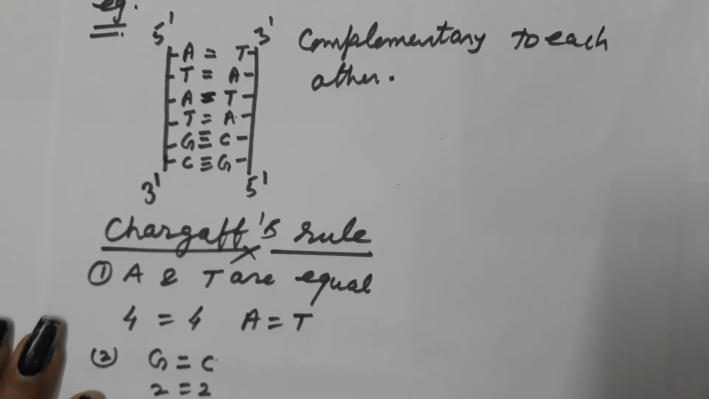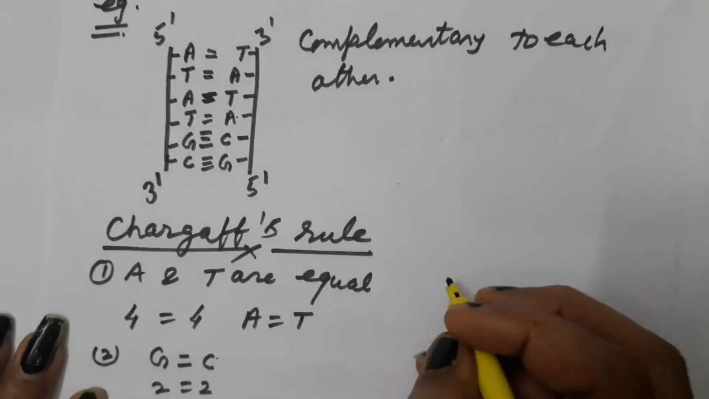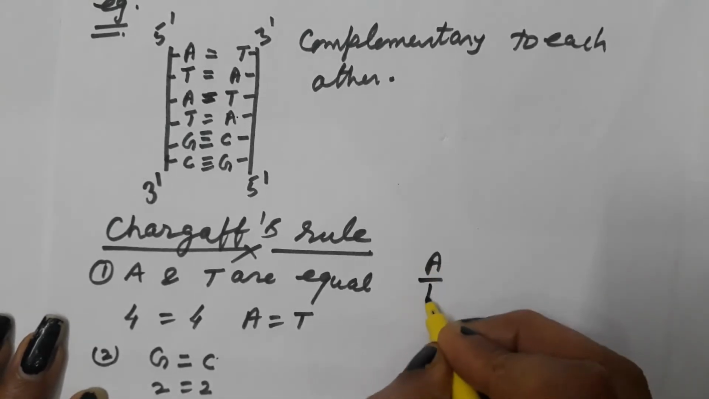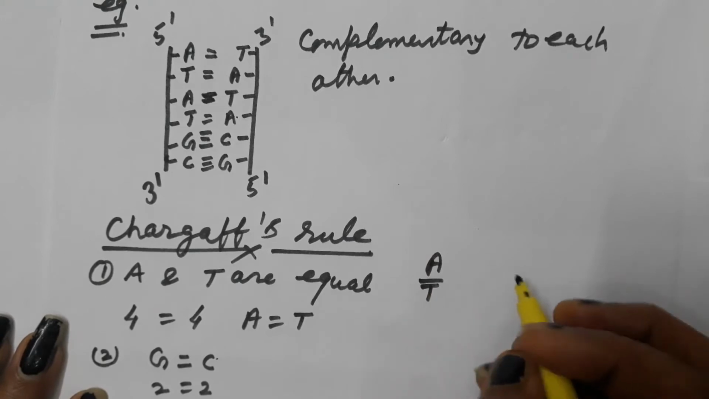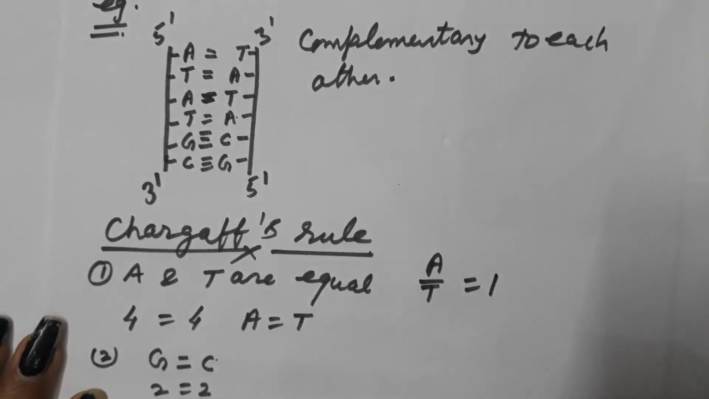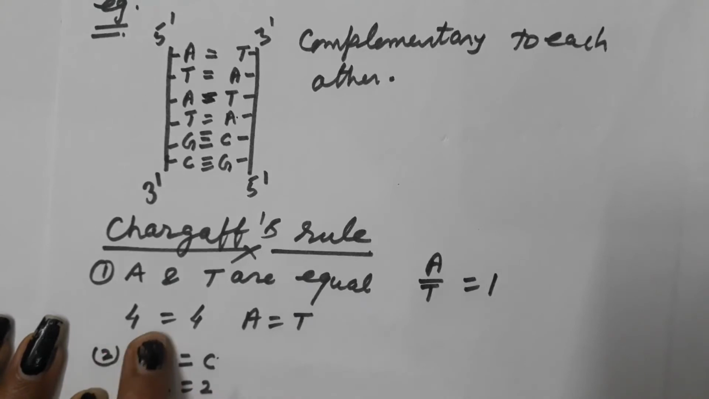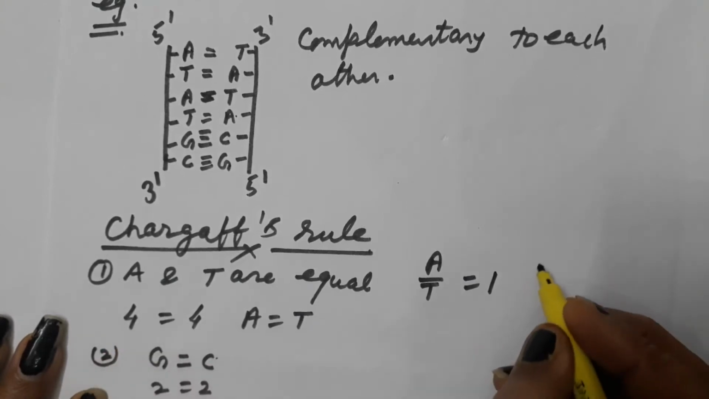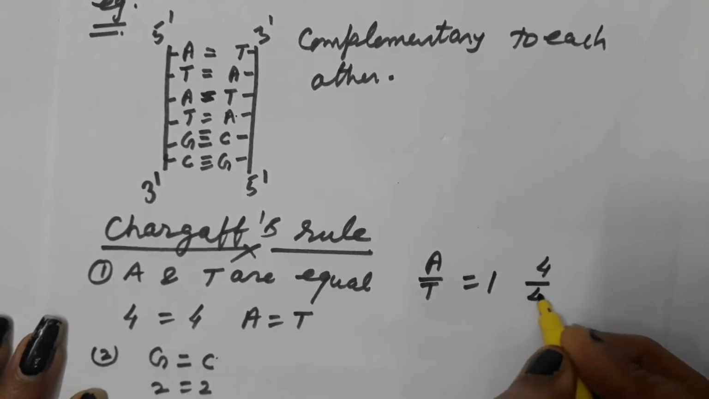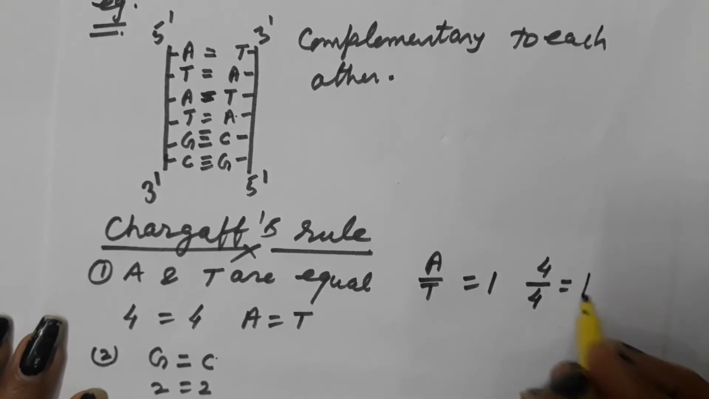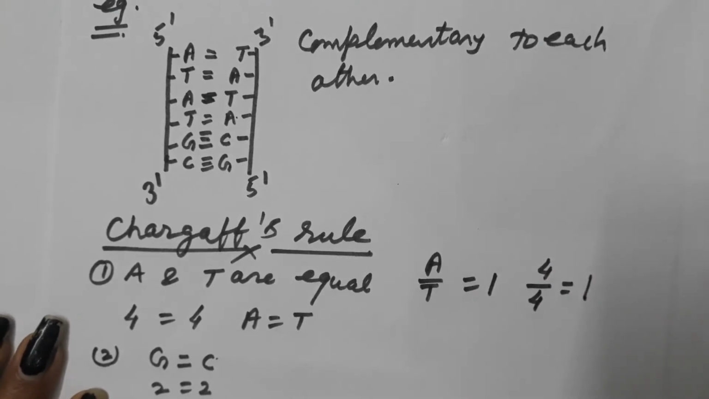In both the strands of DNA, this rule is applicable only when DNA is double stranded, not applicable for single stranded DNA. What they said: the ratio of A over T is equal to 1. If adenine is 4 in number, thymine is also 4 in number, so the ratio is equal to 1.